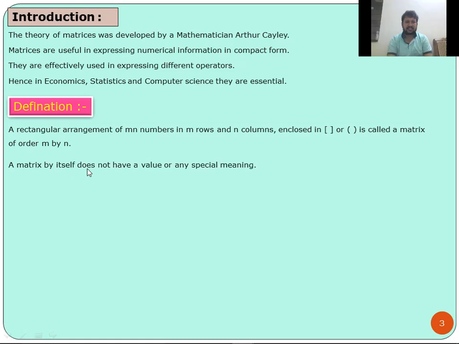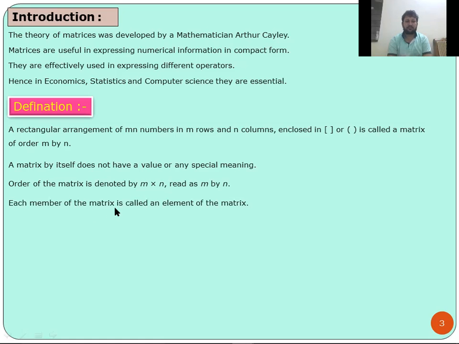Matrix by itself does not have a value or any special meaning. Matrix is simply arrangement of elements in that bracket. You all learn concept of determinant and calculated actual value for determinant. Here in matrix, there is only arrangement of elements. Order of matrix is denoted by m by n. I am reading as m by n. So read as m by n simply.